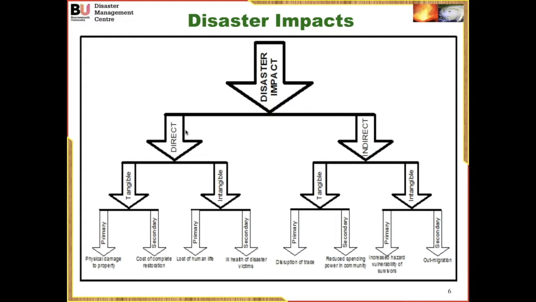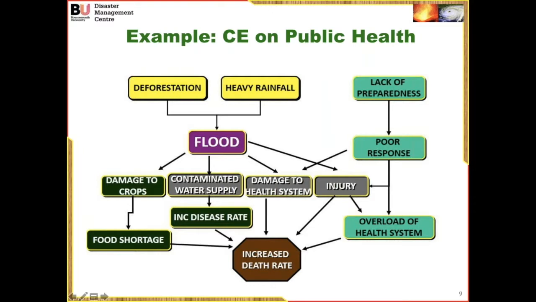So those are some of the words which you can use to discuss or talk about the impacts. But in most cases, people talk just about the direct impacts without mentioning the secondary impacts. Now, some few examples on cascading events. The slide you are seeing is the impact of cascading events on public health.